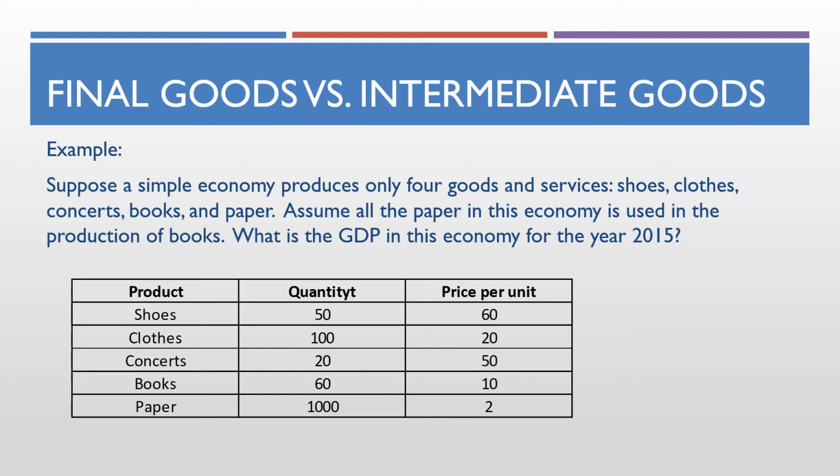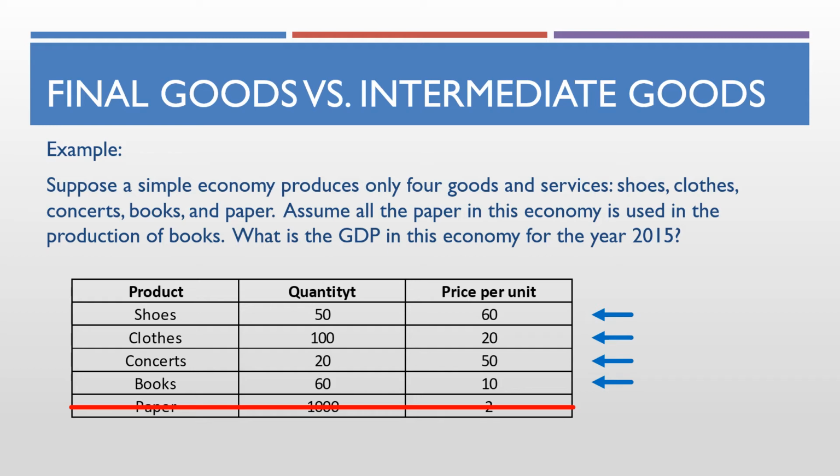So first of all, we would like to actually count. Do shoes count as part of the GDP? I would say yes. Clothes, yes. Concerts, yes. Books, yes. But now, as we all know, paper is only used to produce books in this economy. It is not used by anyone else. And therefore, all the paper that we produce in this economy is basically intermediate goods. Therefore, paper is not part of the GDP.